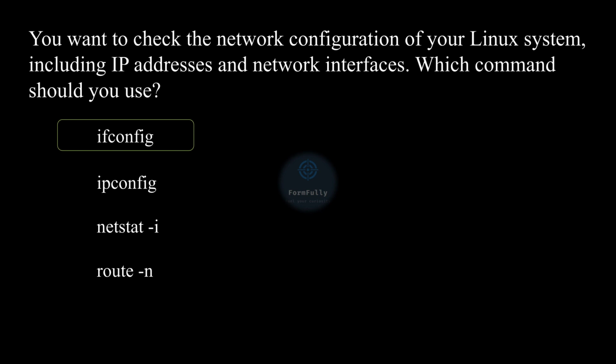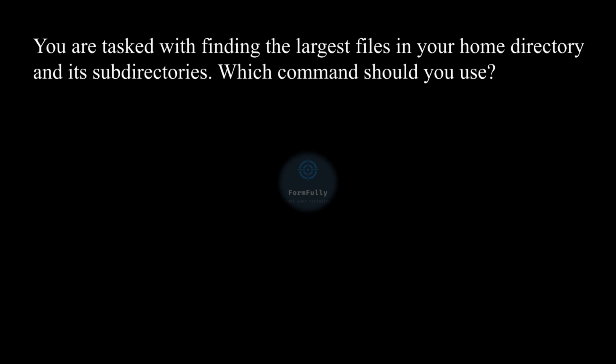Other options: ipconfig is used in Windows, not in Linux. netstat -i displays network interface statistics but not detailed configuration. route -n displays routing information, not network interface configuration. So the correct option is ifconfig.